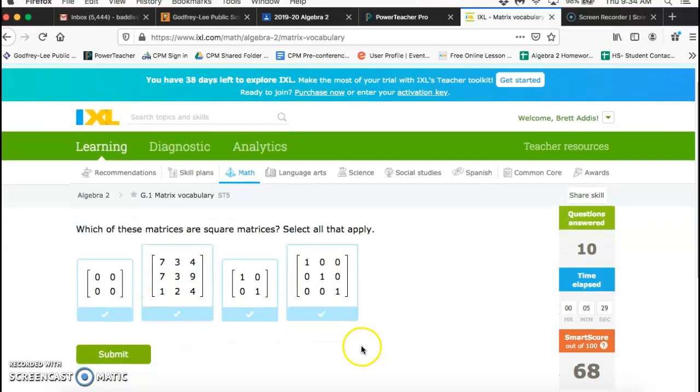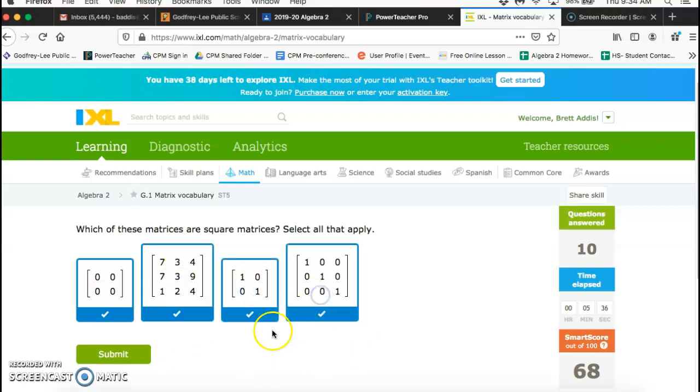Okay, square matrices. These are actually all square matrices. Might feel like a trick question. It's not intended to be. If you look at the dimensions, 2 by 2, 3 by 3, 2 by 2, 3 by 3, as long as the two dimensions are the same, it's going to be a square.